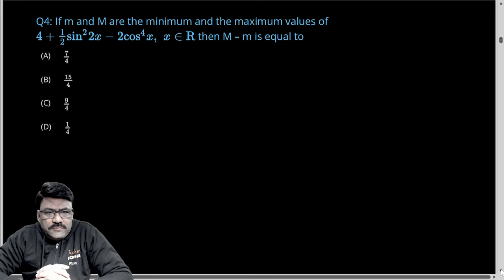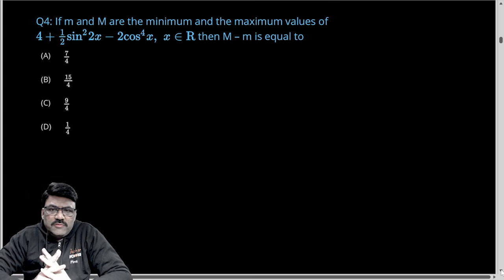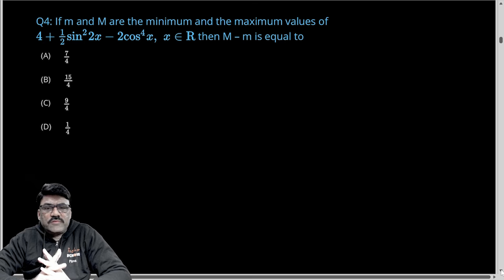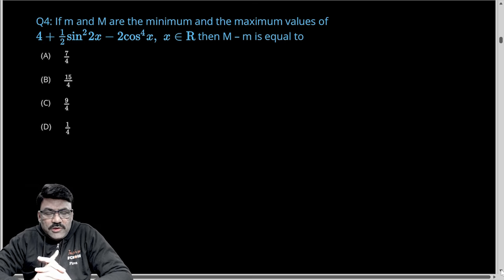See this question. This question is from trigonometry, or you can say maximum minimum. Basically, you have to get the range of this function. What is the maximum value and minimum value? We are saying that maximum value is capital M, minimum value is small m. So what will be the difference of maximum and minimum?